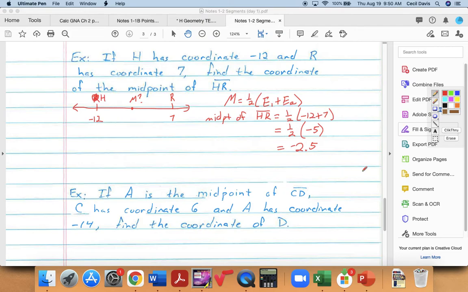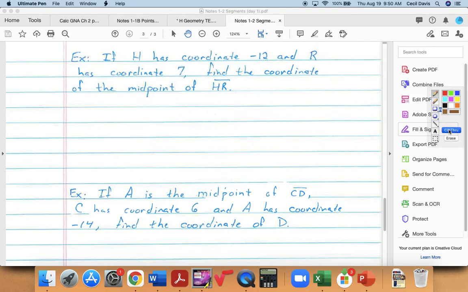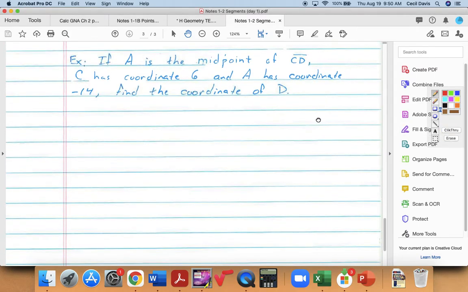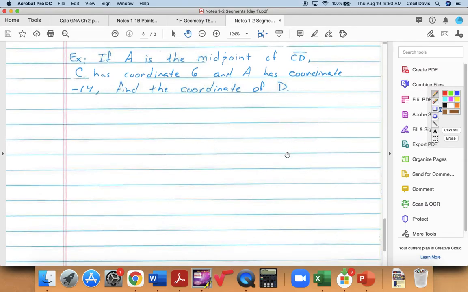So that's what we'll do if they give us both of the endpoints and ask us for the midpoint. This next question, and this kind of thing happens in geometry all the time, is going to turn that around on us. Let's look at this next one. It says if A is the midpoint of segment CD, C has a coordinate 6, and A has a coordinate -14, find the coordinate of D.